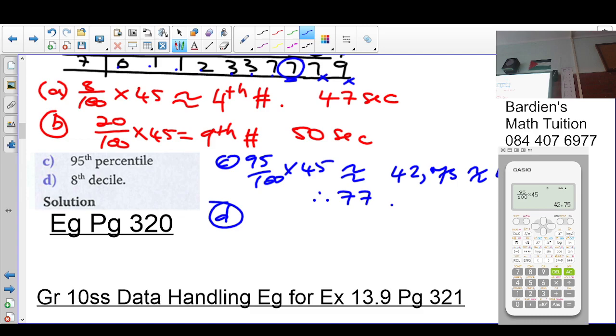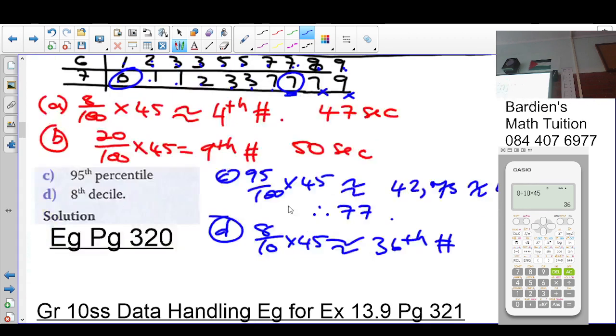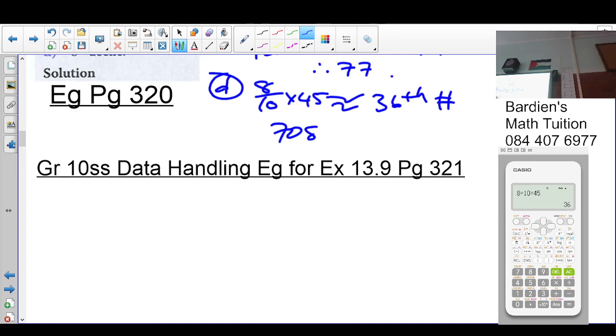The 8th decile. People, decile is what? Over 10. So it's 8 over 10 multiplied by 45. It's going to be the 36th number. So you count 36 now. There's 25, 26, 27, 28, 29, 30, 31, 32, 33, 34, 35, 36. So it's going to be 70. So 70 seconds. Right? You people guys understand? Any confusion there?